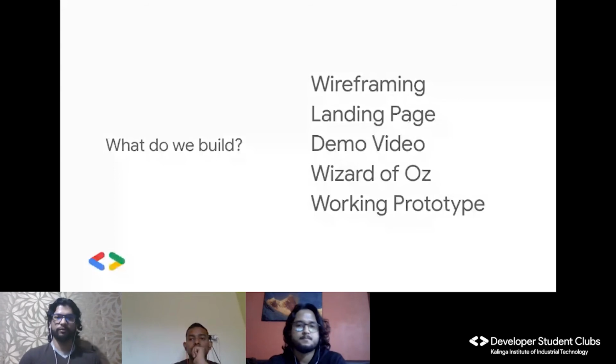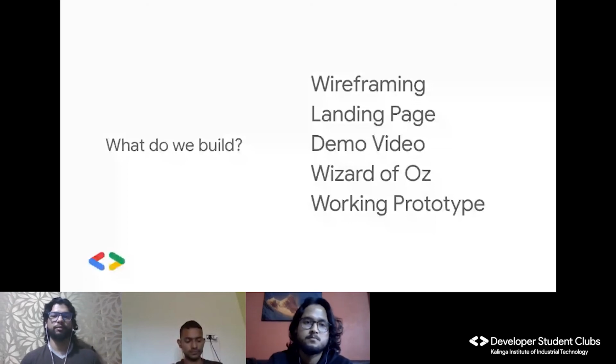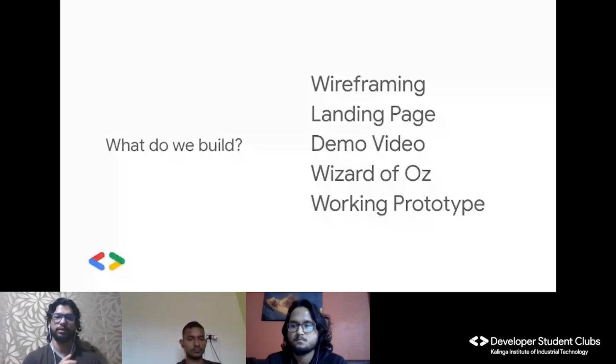So this is a wireframe. For our purpose, a wireframe is just a drawing. This drawing should have just enough information for you to ask meaningful questions. Let's say you're building an email client and you're deciding where to put the new mail button.